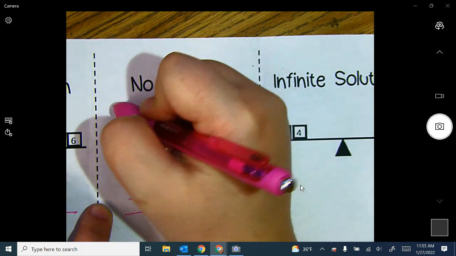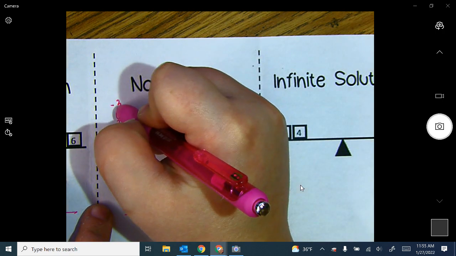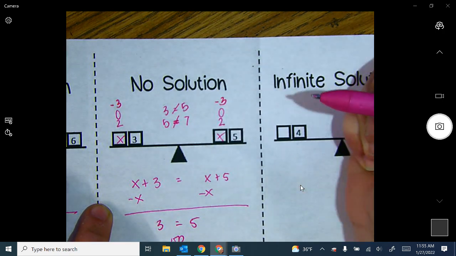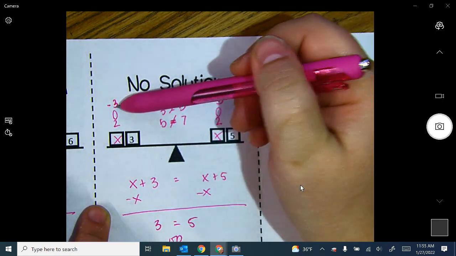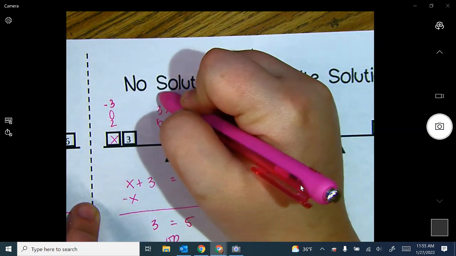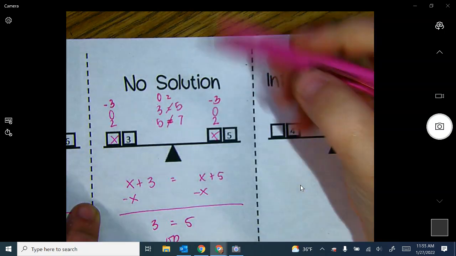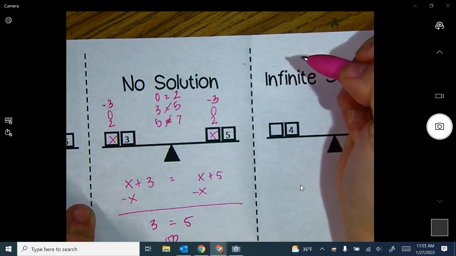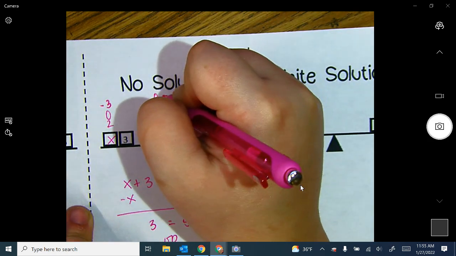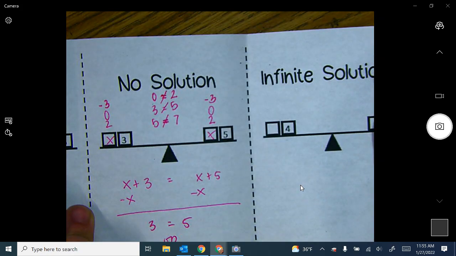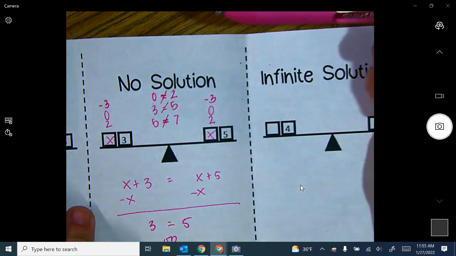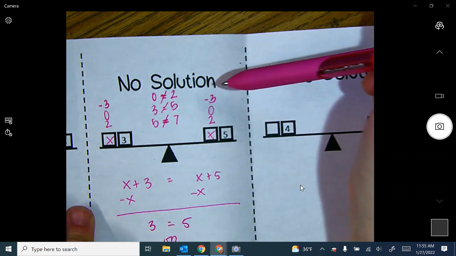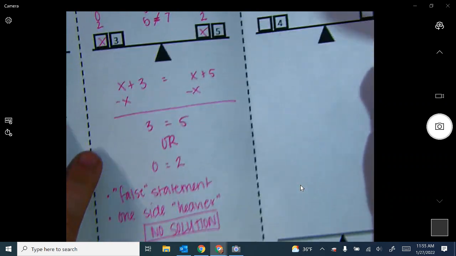Okay, but maybe what about a negative number? So let's try negative 3. On the left, I would have negative 3 plus 3, which we know is 0. On the right, I have negative 3 plus 5, which is 2. So I end up with 0 equals 2, which again is not a true statement. So that means that there is no solution for this equation.